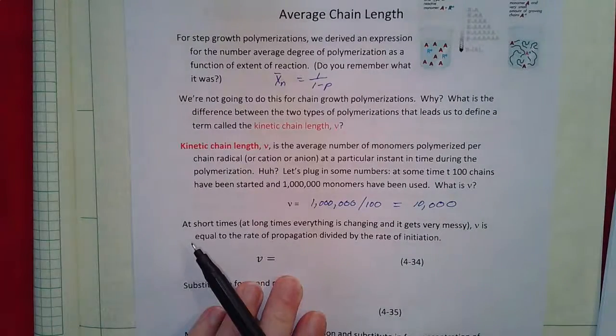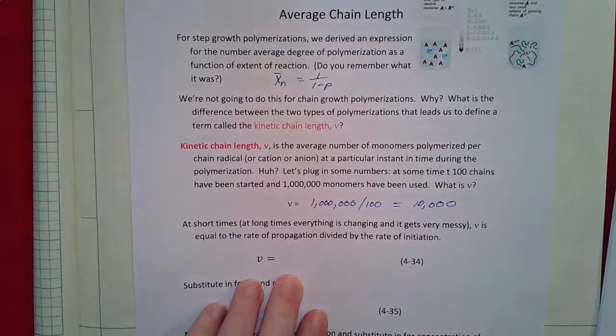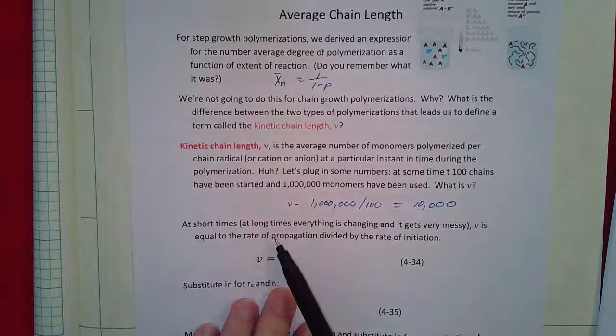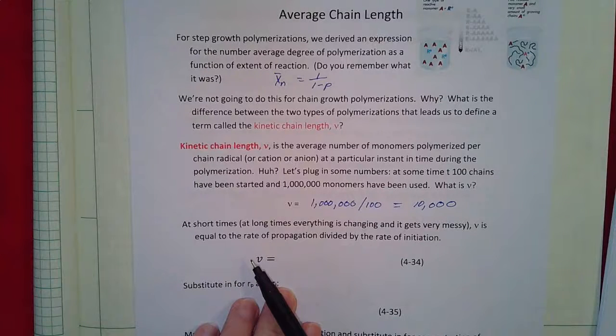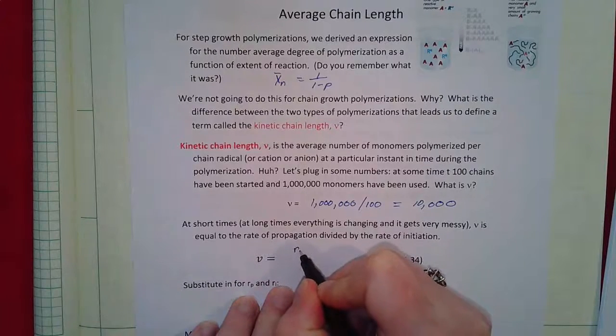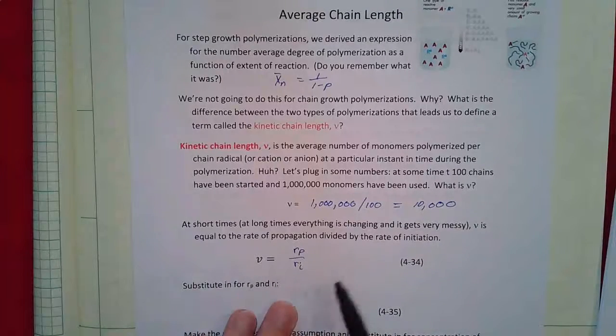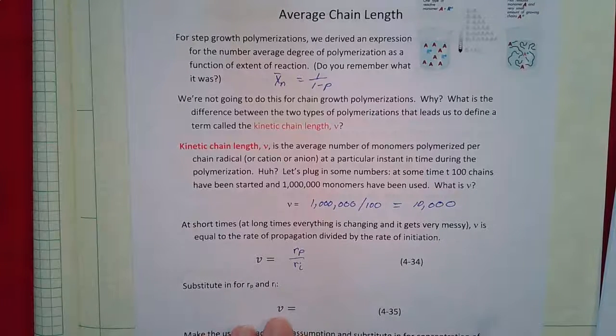So this is a useful term, right? We don't want to put our monomers into the average because it would bring down the average a lot because there's a lot of monomer left over. So at short times, the kinetic chain length is equal to the rate of propagation divided by the rate of initiation. And this is valid at short times. At really long times, it gets messy. So usually when we're asking about the kinetic chain length, we're asking about the initial kinetic chain length.